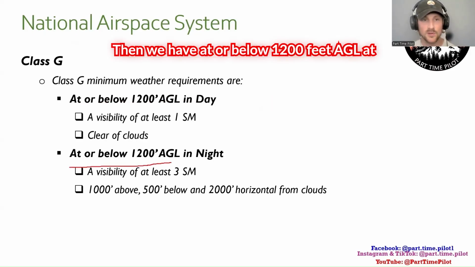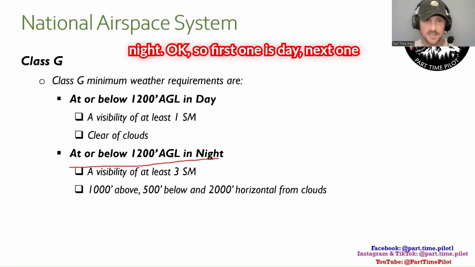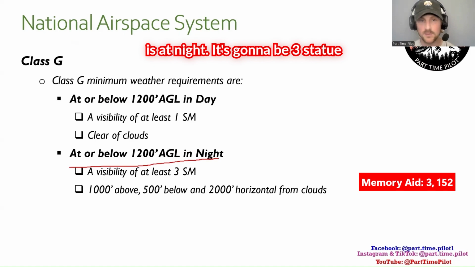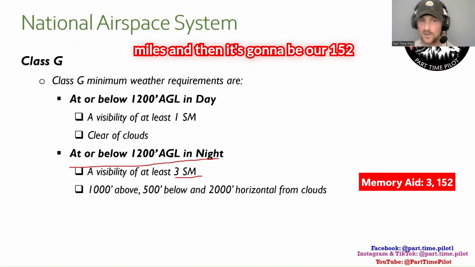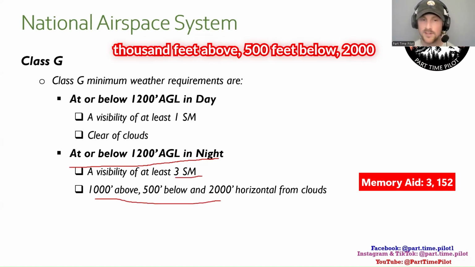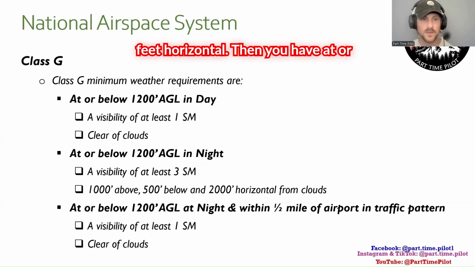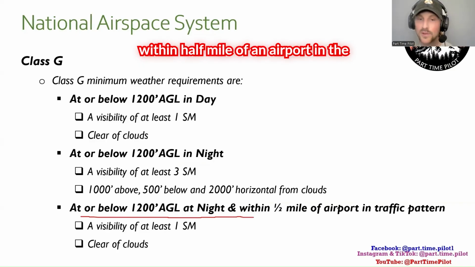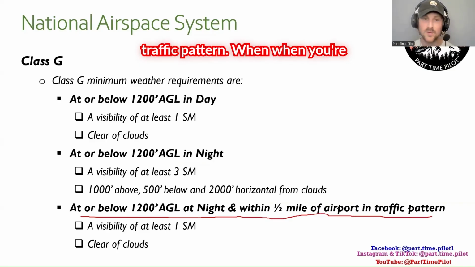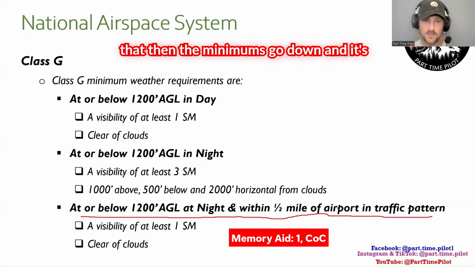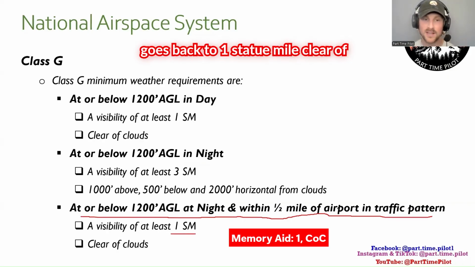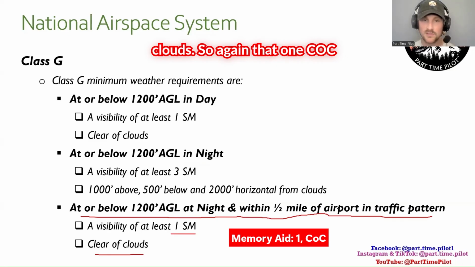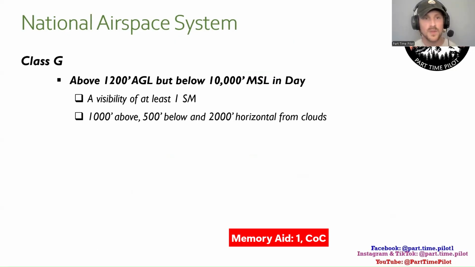Then we have at or below 1,200 feet AGL at night. So the first one is day, next one is at night. It's going to be 3 statute miles, and then it's going to be our 152: 1,000 feet above, 500 feet below, 2,000 feet horizontal. Then you have at or below 1,200 feet AGL at night and within half a mile of an airport in the traffic pattern. When you're in that, the minimums go down and it goes back to 1 statute mile clear of clouds. So again, that 1 COC.